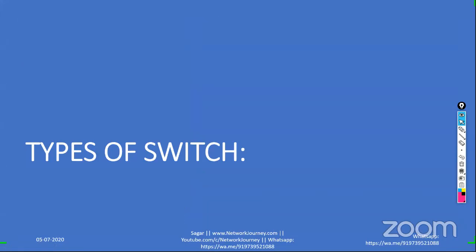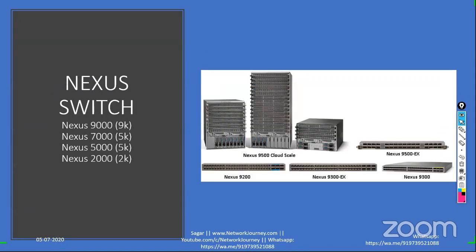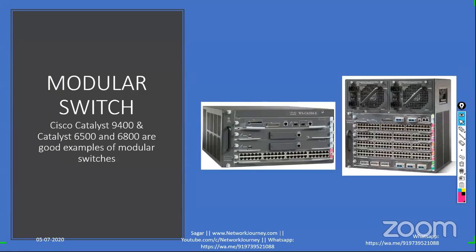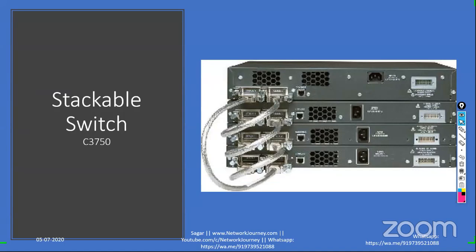Okay, what type of switches do we have in the industry? So we have IOS switches, we have Nexus switches, which are kept in the data centers. We have modular switches. We have the fixed switches. Okay, they are used in industry where the temperatures and all those things have to be certain. We have stackable switches. In the case of a stackable switch, we just bind multiple stackable switches so that we get a single control plane with multiple data planes.